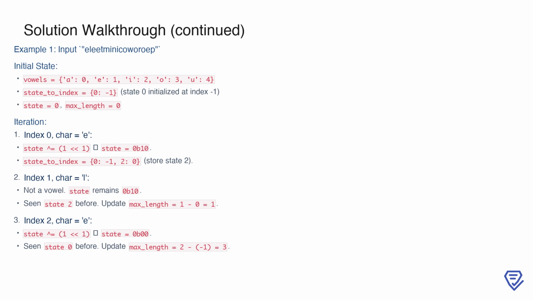We start by initializing a mapping for the vowels, where a corresponds to bit 0, e to bit 1, and so on. We also initialize a dictionary, state_to_index, to store the first occurrence of each state, starting with state 0 at index -1. The state variable tracks the current bit mask, and max_length keeps track of the longest balanced substring.